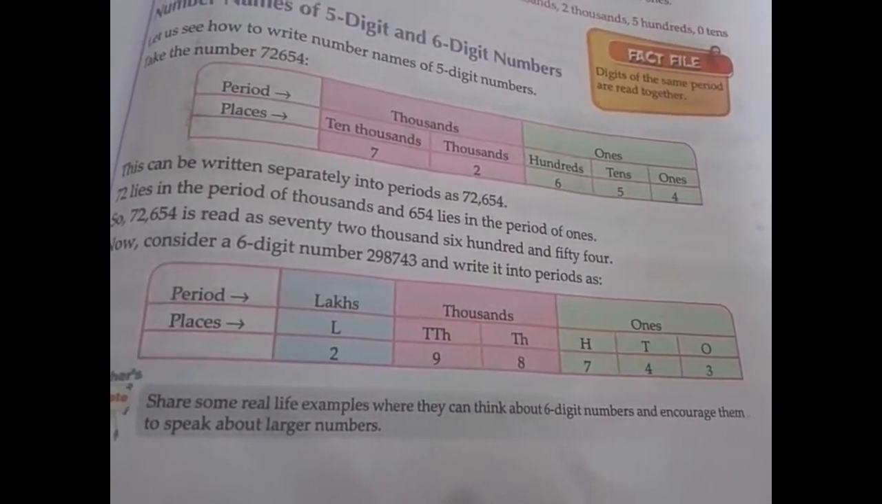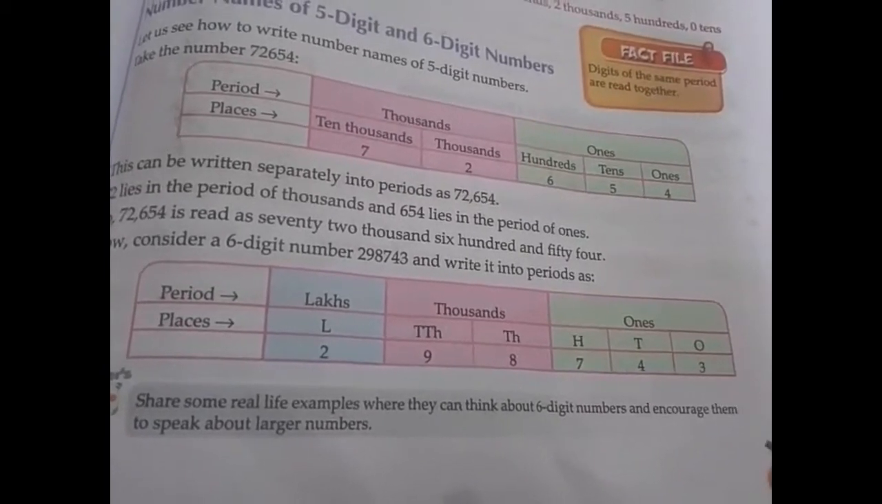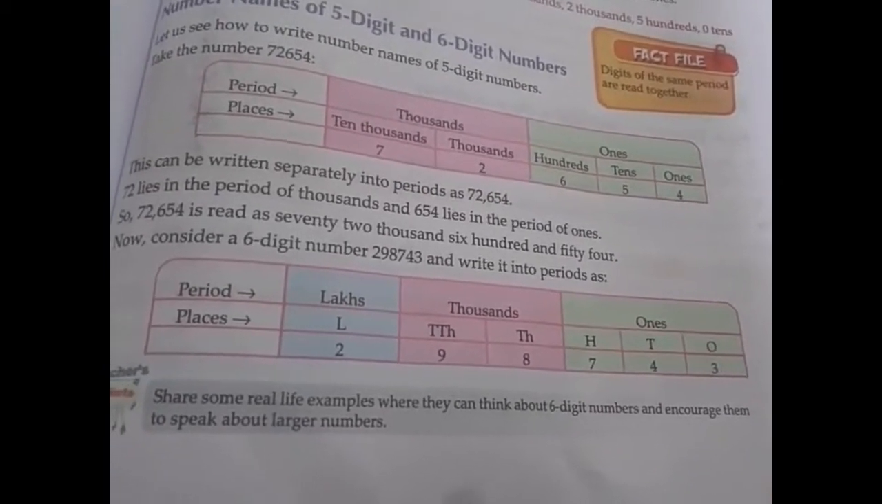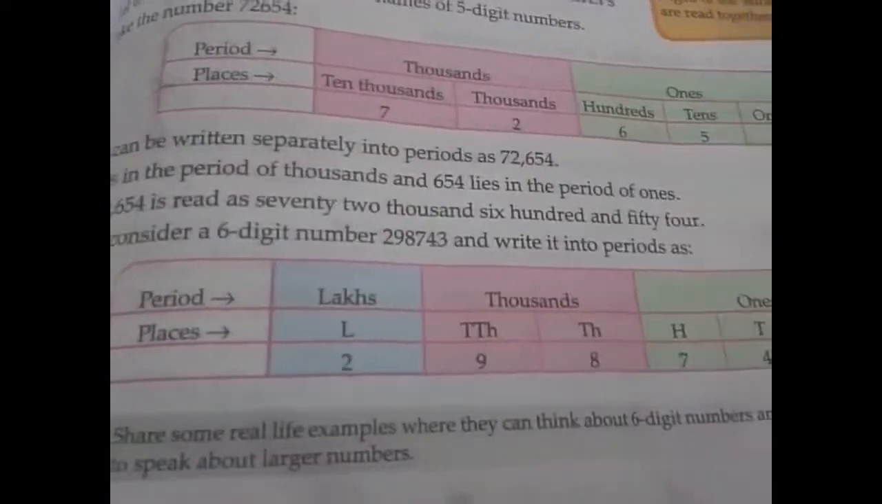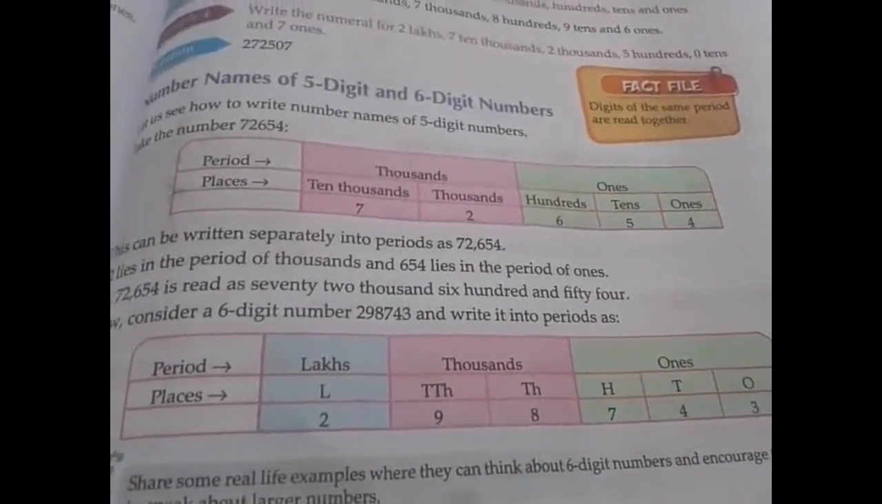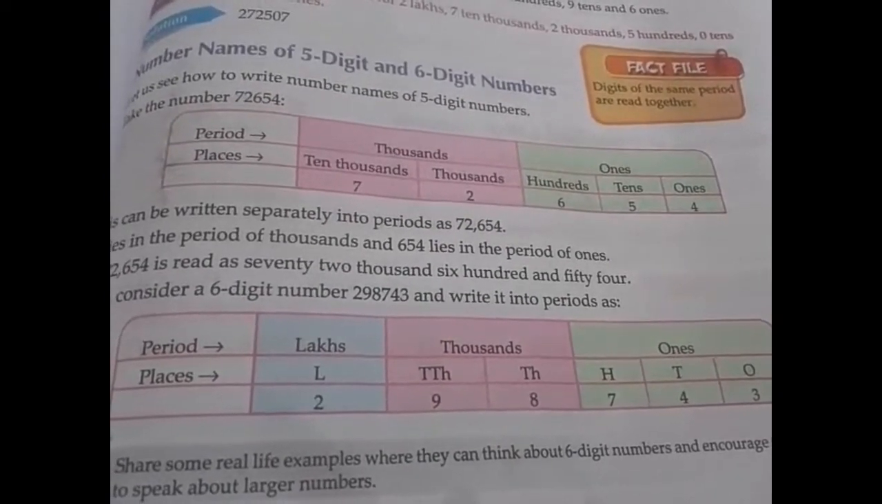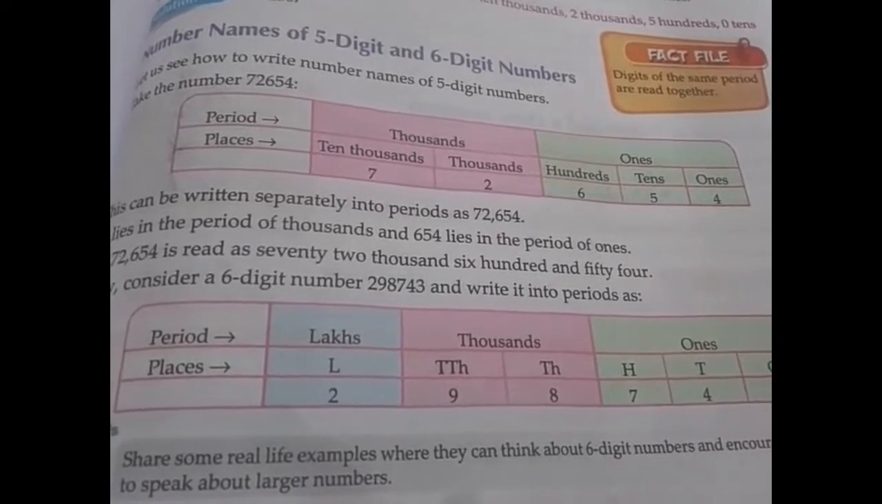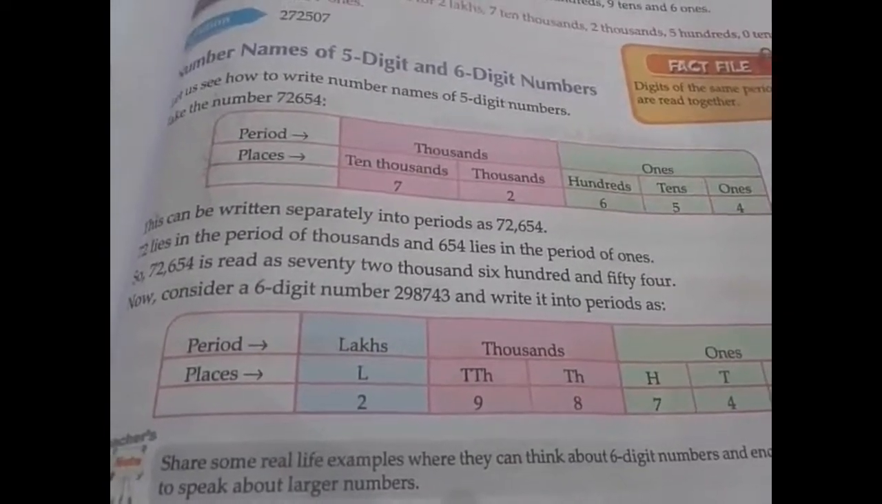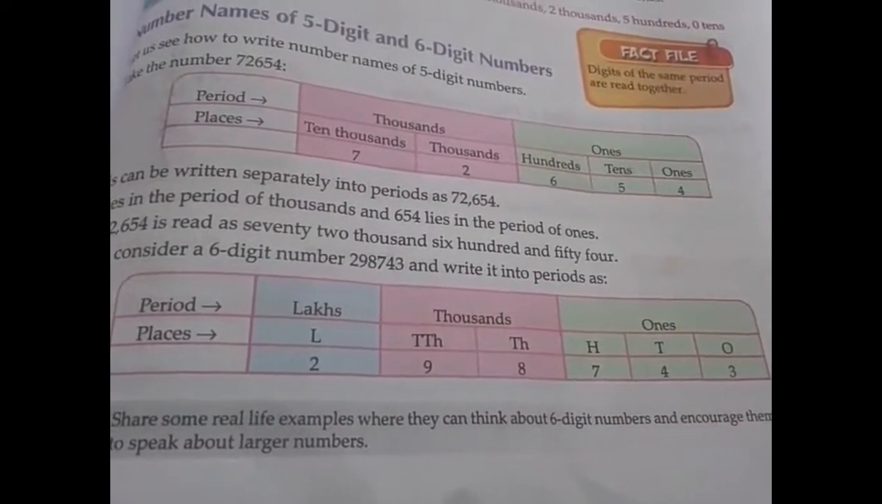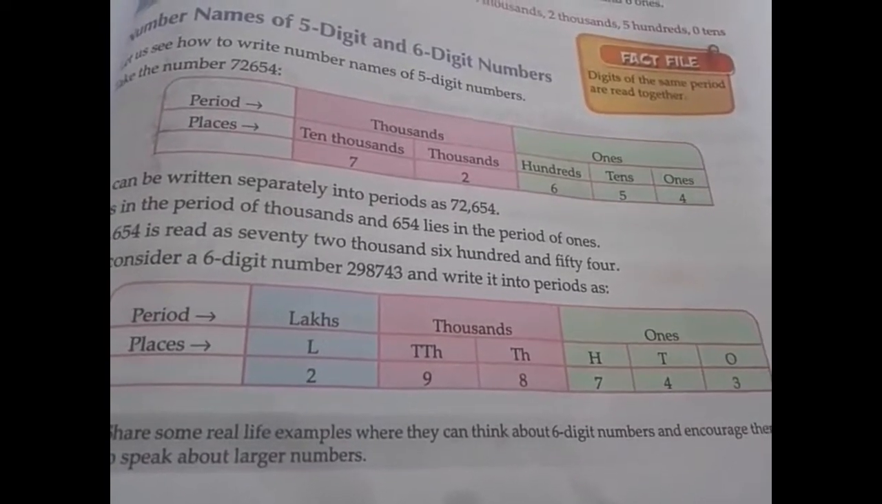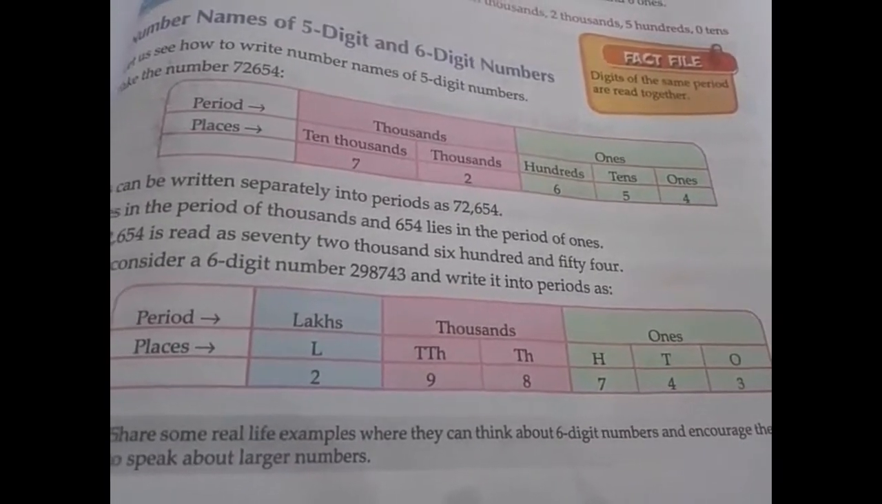And in a 6-digit number, how many place values are there? 6, as per the digits. Okay, good. In a 6-digit number, we have the place values lakh, ten thousand, thousand, hundred, tens and ones. We read it as 2,98,743.